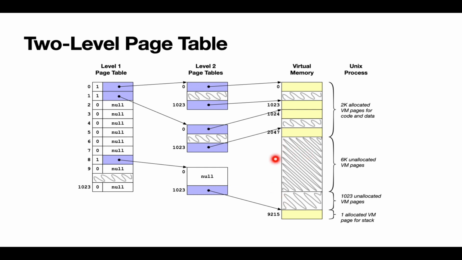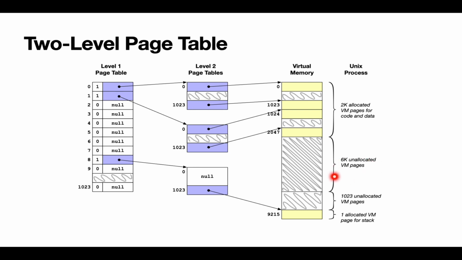And this illustrates how that's going to be placed into memory. Let's work backwards from this block that was allocated to store the stack for this process. We can see it's at offset 9215 within the virtual memory space. It turns out that that particular virtual memory location is going to be found in the 9th level 1 page table entry, which is going to correspond to a new level 2 entry, and then it's going to be the very last entry in this level 2 entry that corresponds to this 9th block of 1K virtual page numbers.